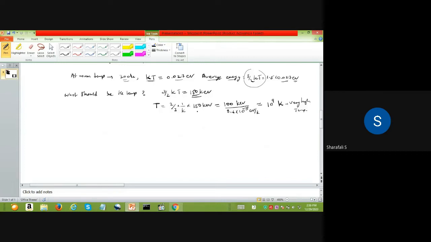What it means is that your reactor nuclei should be at a temperature of 10 raised to 9 Kelvin in that plasma state. Only then can you have 150 kilo electron volt of energy. Only if the potential barrier comes below this 150 kilo electron volt energy will that fusion reaction happen.